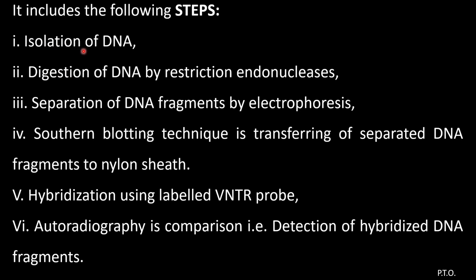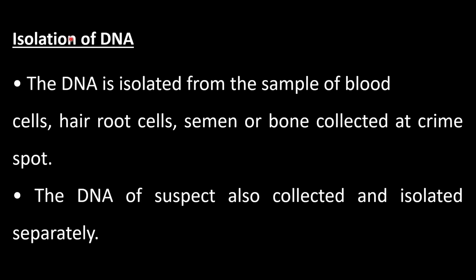What is meant by the isolation of the DNA? DNA is isolated from the sample of blood, cells, hair root cells, semen or bone collected at the crime spot. The DNA of the suspect is also collected and isolated separately. So here the DNA are isolated. How the DNA are isolated, we have already studied in biotechnology. When we studied the process of recombinant DNA technology, we learned how the actual process takes place.